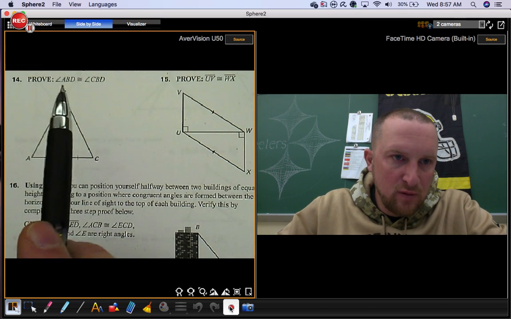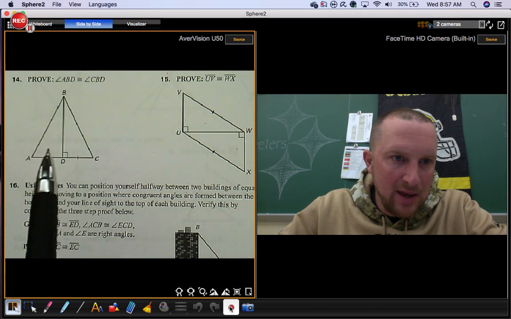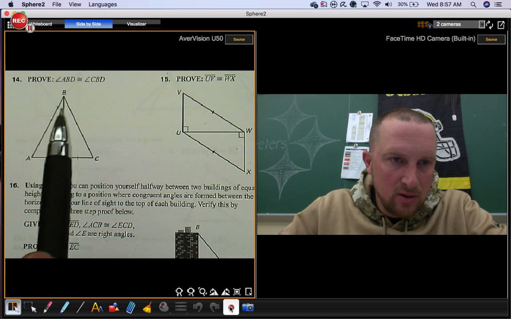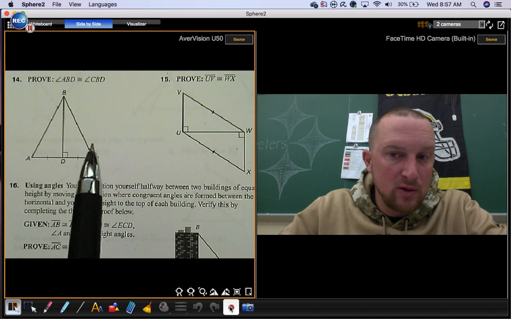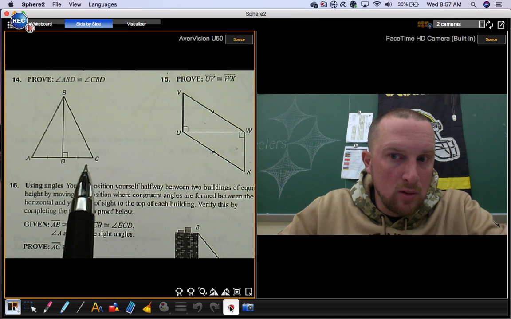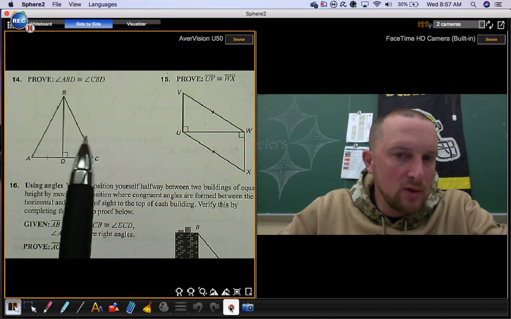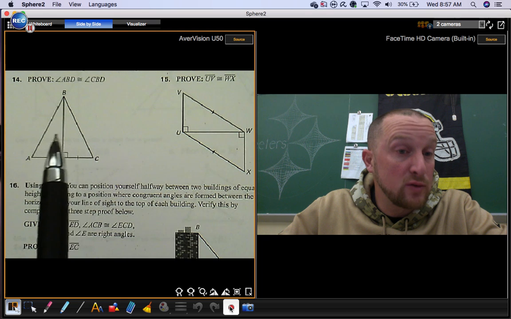We want to prove that two angles are congruent. Angle ABD, that's this one up here. We want to show that's congruent to angle CBD, that's this one up here. How can we do that? Well, you can't do it directly. What you're going to have to do first is show that these two triangles are congruent.